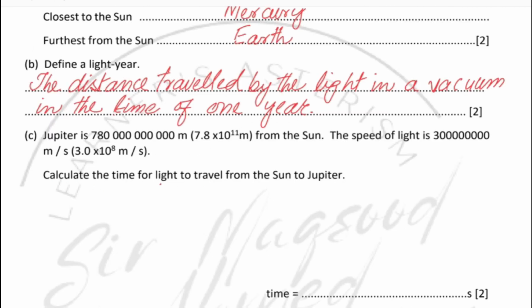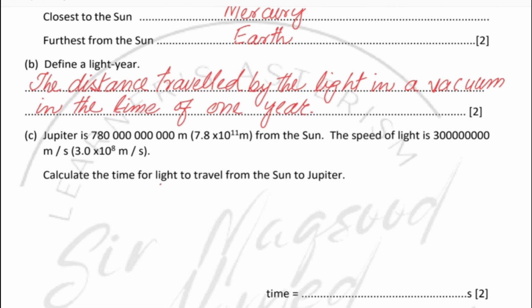Now question number 1 part C. The statement of part C is Jupiter is 7.8 × 10^11 meter from the sun. The speed of light is 3.0 × 10^8 meter per second. Calculate the time for the light to travel from sun to the Jupiter. This is very simple question. We have to find the time.